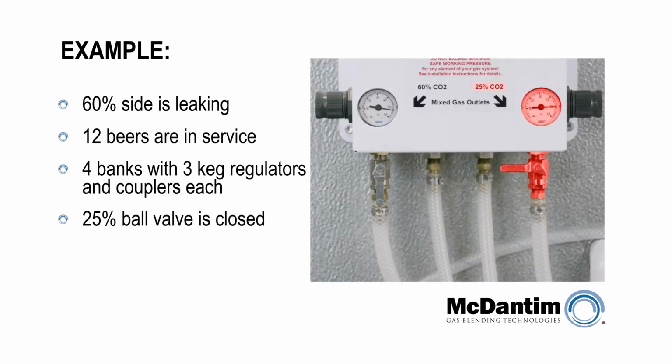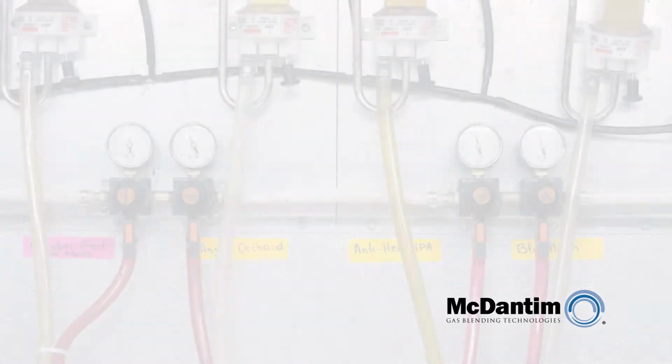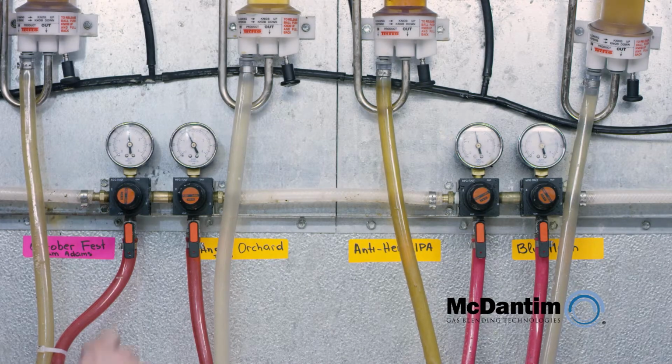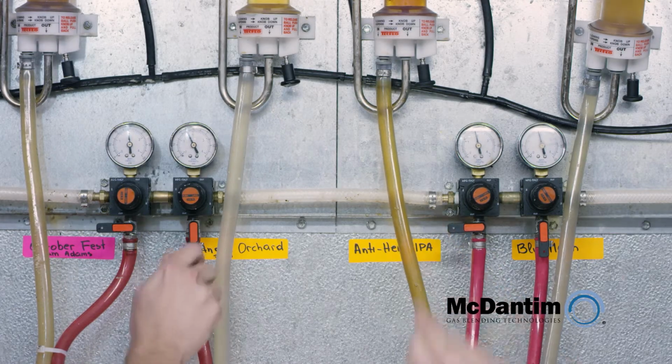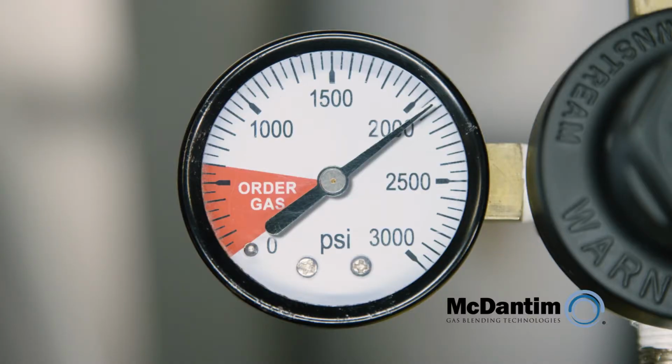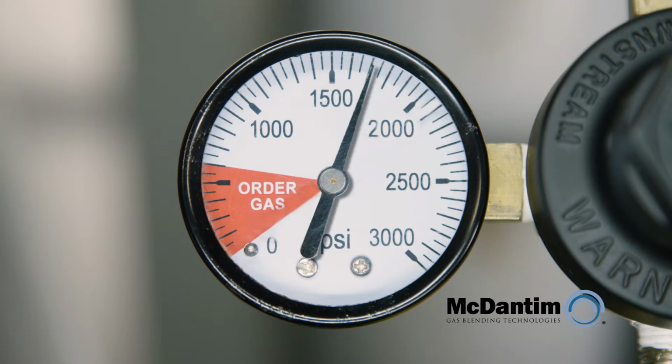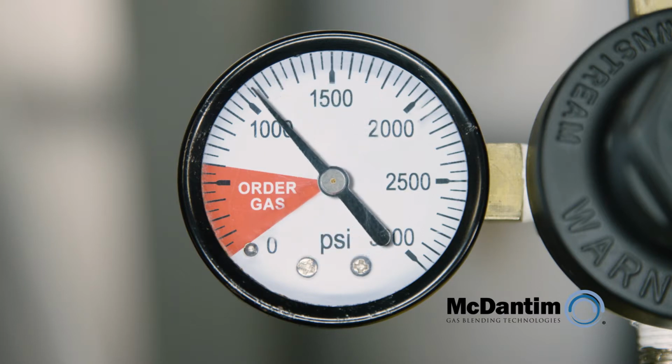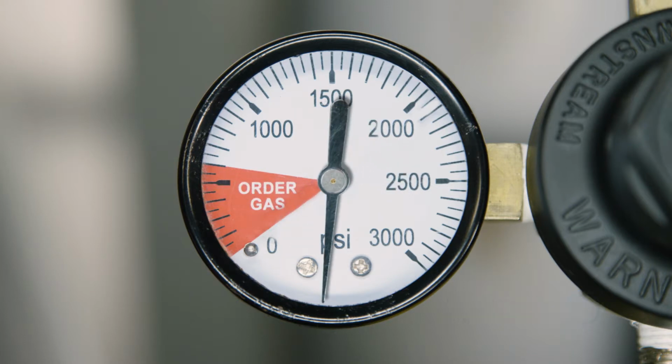The right side ball valve on the blender is closed. The left side ball valve on the blender is open. Close all 12 of the individual regulator valves that supply gas to the keg coupler. Now watch the tank pressure gauge. A decrease in leak rate indicates that a jumper or coupler in the system is leaking. If the leak rate remains the same, a secondary regulator is probably leaking.